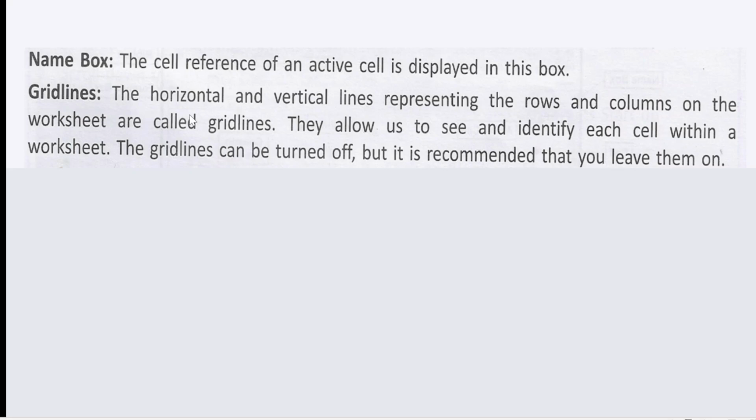Grid lines. The horizontal and vertical lines representing the rows and columns on the worksheet are called grid lines. They allow us to see and identify each cell within a worksheet. The grid lines can be turned off, but it is recommended that you leave them on, so you will get a clear picture of your table and columns.